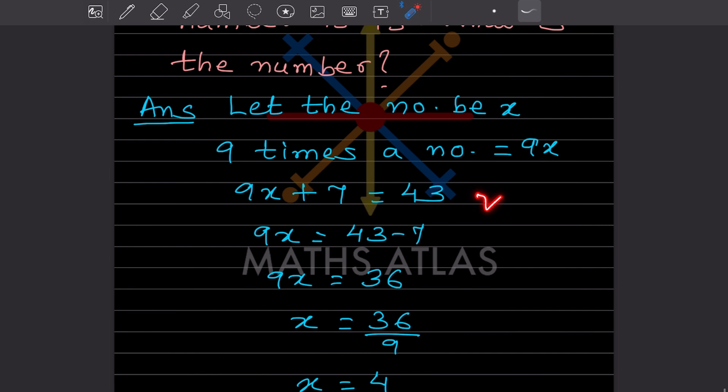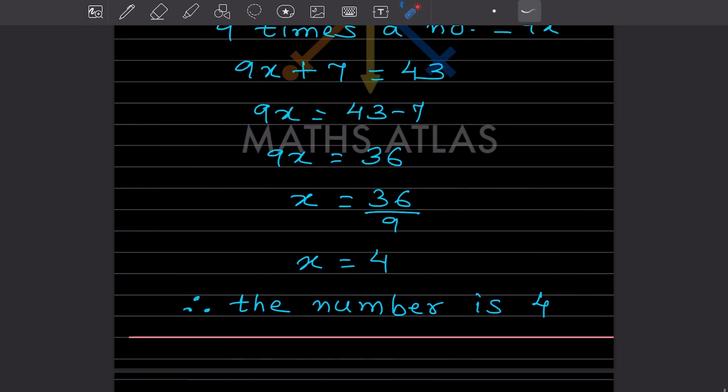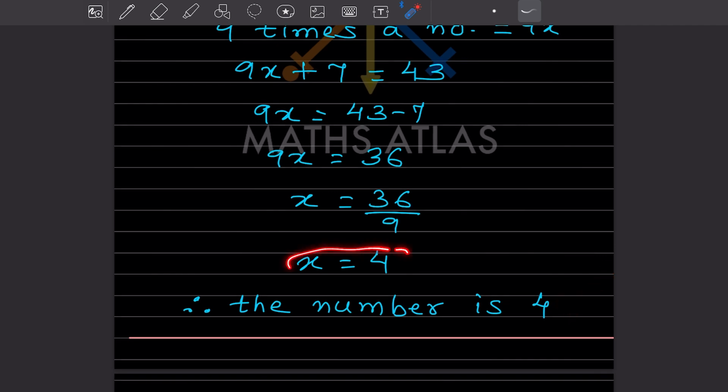Now this equation, we have to solve it. Same thing what we did in the previous one. 9x we will take on the left hand side, and this is already on the right hand side. Plus 7 is going to be on the right hand side, that will be minus 7. So 9x is, when you subtract this, you get 36. So x will be 36. When you take this 9 on the other side, it is going to be divided by 9. 9 ones are 9, 9 fours are 36. Okay, so the number, what will be the number? The number is 4. So you have to write like this, not just skip at this one.